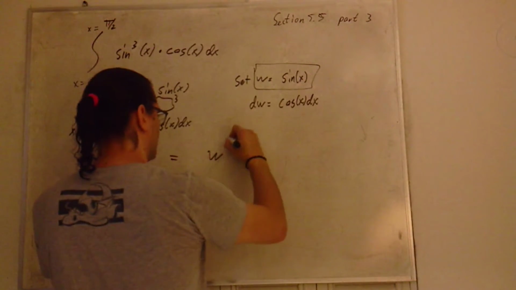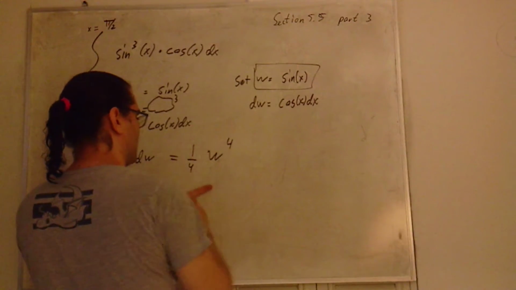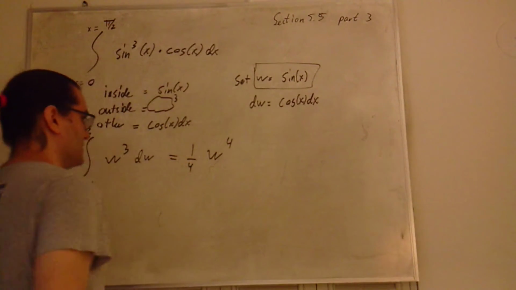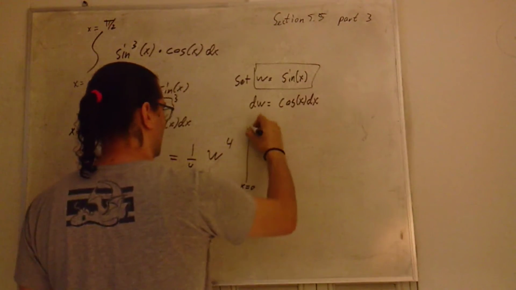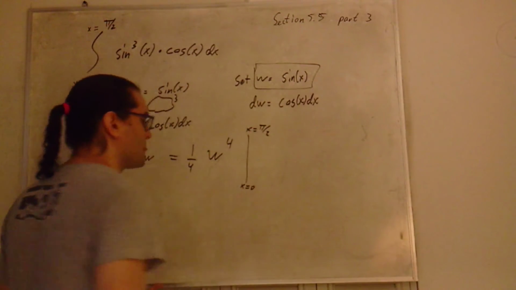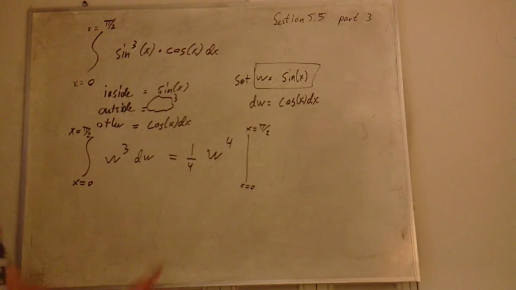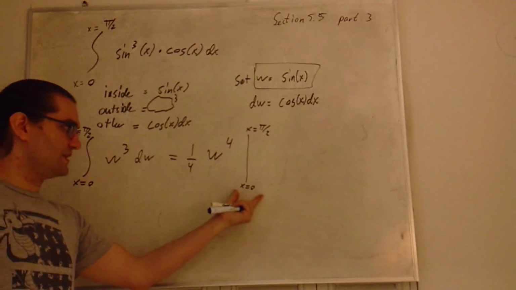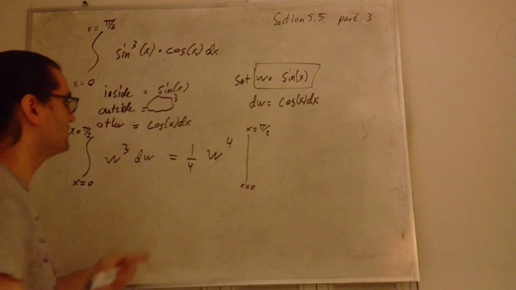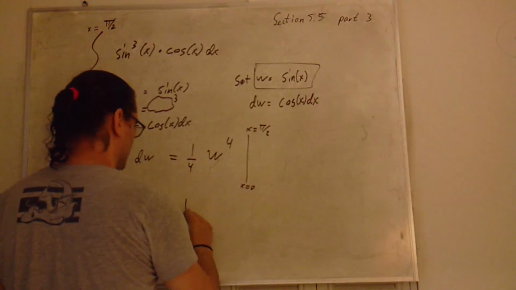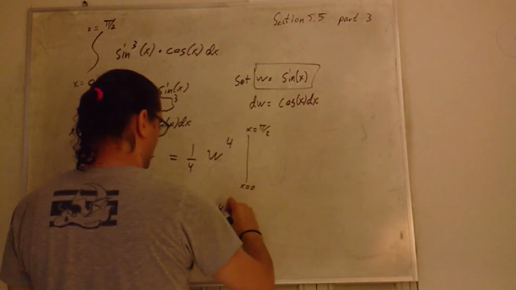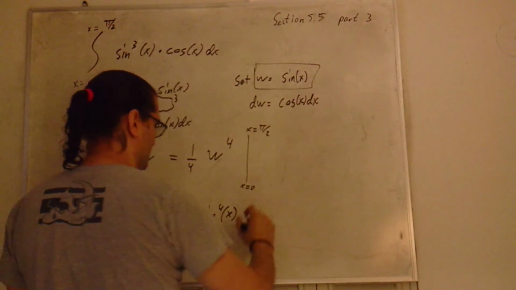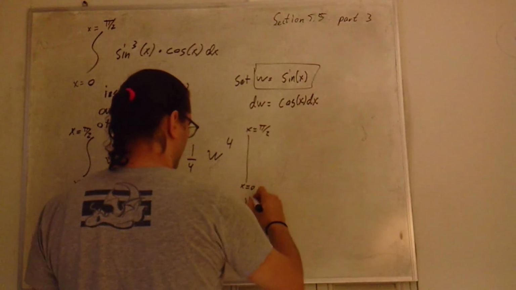This will be w to the fourth times 1/4. I don't need to add a plus c. I do need to evaluate at x equals 0 and x equals pi over 2. But again, I'm not going to plug these x values in for w. First I'm going to unsubstitute this w back into a sine. Sine to the fourth x from 0 to pi over 2.